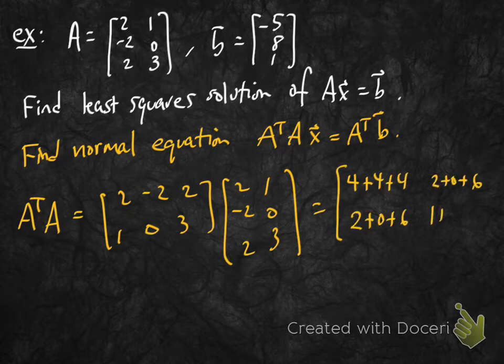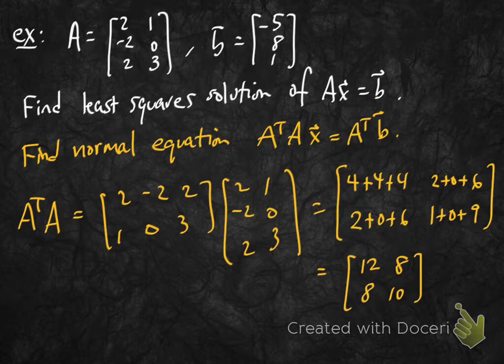If I do the arithmetic, I'll get this 2 by 2 matrix, 12, 8, 8, 10. And so notice, this matrix is symmetric. It's equal to its transpose. And this is going to be true whenever you compute A transpose A. And so if you ever get a non-symmetric matrix out, then you need to go back and check your arithmetic.